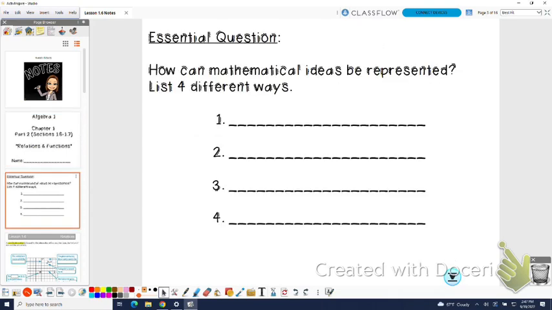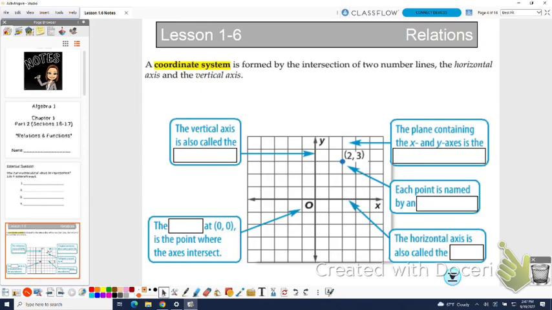Throughout the video today, I'm going to talk about these 4 ways that mathematical ideas can be represented. So you'll hear me in a few moments talk about those 4 ways that you'll have to write on the front cover. So turn to the first page here. Lesson 1.6 is all about relations. So there's a couple of vocab terms that you need to know.